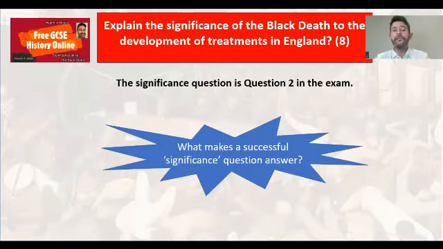So how do we then write this? Okay, just a reminder, this is question 2 in your exam. You will get a question that says explain the significance of something for 8 marks. It could be a person, an event, a factor. Okay, so you need to have prepared all of these ideas.